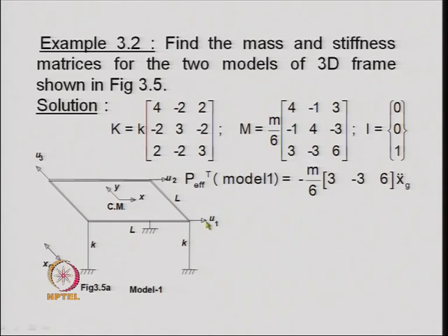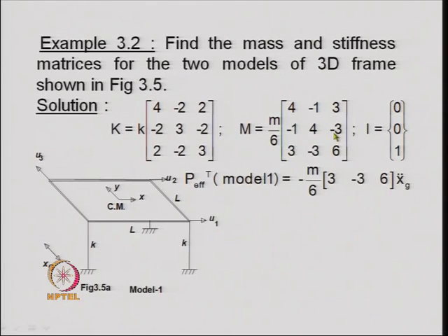freedom u 1. Okay. Similarly, when we give a unit acceleration or unit displacement over here, then for unit acceleration, the inertia forces which will be developed here, here and here, they form the second column of the matrix. When we give the same unit movement over here, keeping these two locked, then the inertia forces that will be developed here, here and here, they form the third column of the mass matrix.